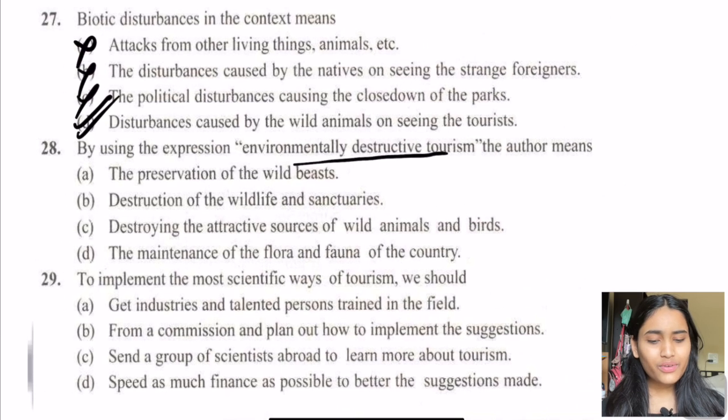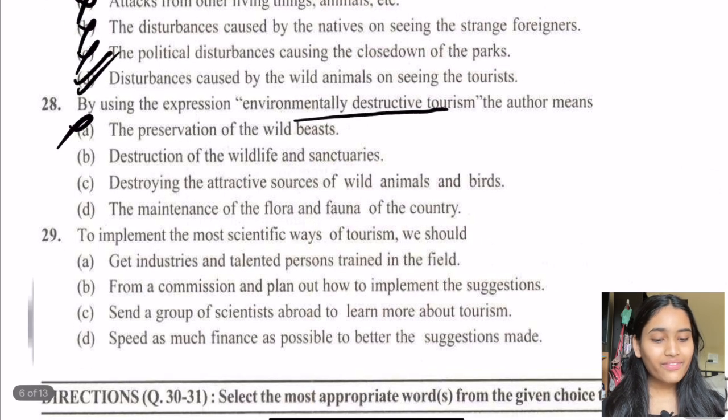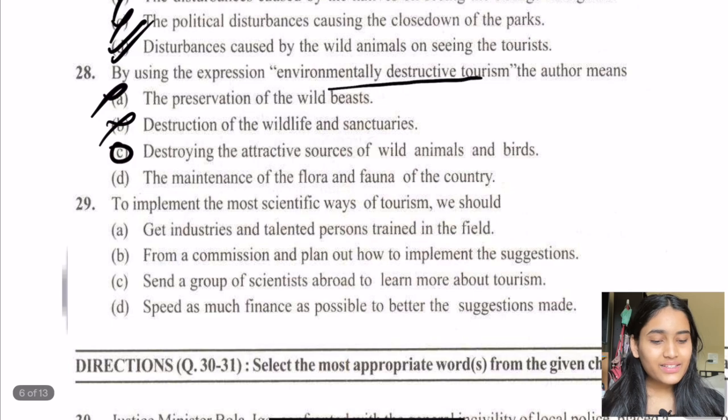So the preservation of the wild beasts, that is the complete opposite. The destruction of wildlife and sanctuaries, very close, but again it's too broad. We need something that is right to the point, so we'll just mark that off for now. Destroying the attractive sources of wild animals and birds, yes, that is very, very close, so circle that. The maintenance of the flora and fauna of the country, again the opposite. So that means that C is the correct answer.